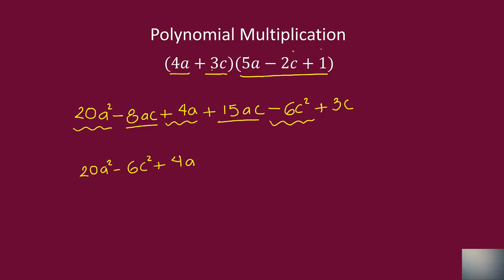Now comes our like terms, the acs, and we simplify them. Minus 8ac and positive 15ac gives us 7ac, plus 7ac. And finally, our last term, the c, plus 3c. Okay, now we double check. We have it in the correct order of degree, and we don't have like terms anymore that we can simplify, and this is our final answer.